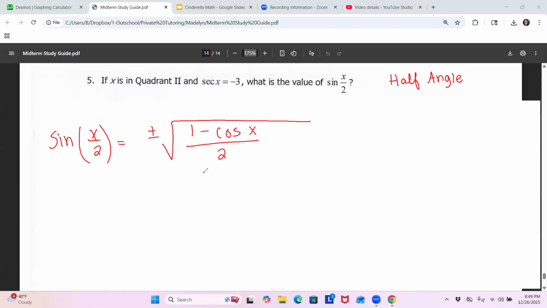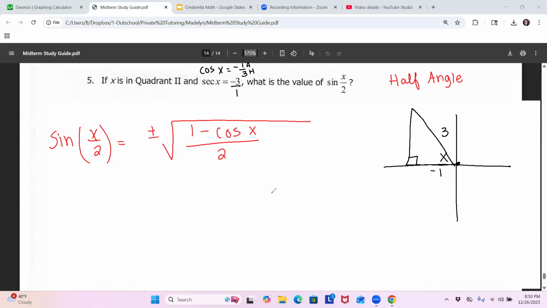Okay, so let's see what we know here. We know x is in quadrant 2, and the secant is negative 3. Let's put that over 1. And we know secant is the flip of cosine, so cosine would be negative 1/3. So let's draw our triangle. We're going to go left and up because it told us we're in quadrant 2, and our cosine is negative 1/3. So that's the adjacent and that's the hypotenuse, right?